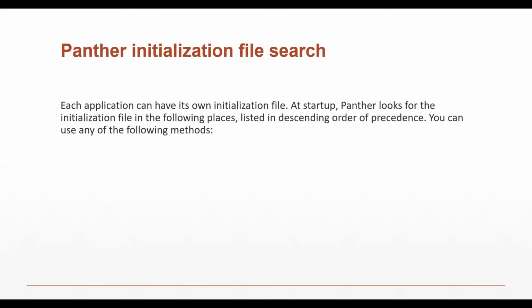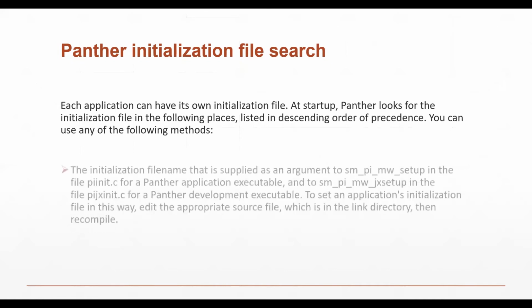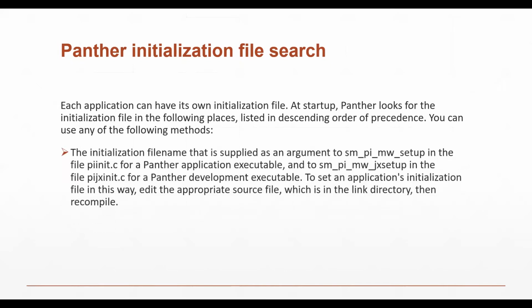Panther initialization file search. Each application can have its own ini file. At startup, Panther looks for the ini file in the following places. The first method for picking your ini file is the ini file name that is supplied as an argument to SMPIMW setups in the file called piinit.c, which is in the link folder of your installed Panther application.